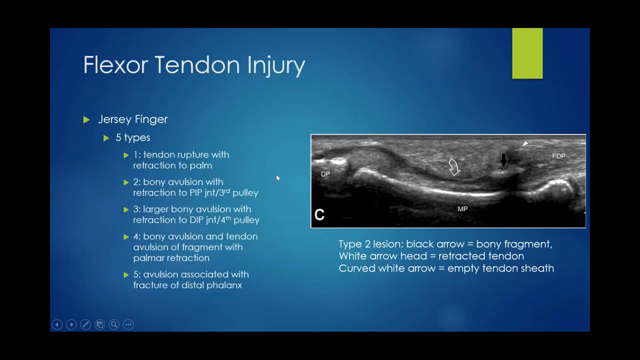Moving on to flexor tendon injuries, there are essentially five types. It depends on the degree of proximal retraction of the tendon, as well as whether or not there is bony involvement, but these could be easily depicted on ultrasound evaluation.